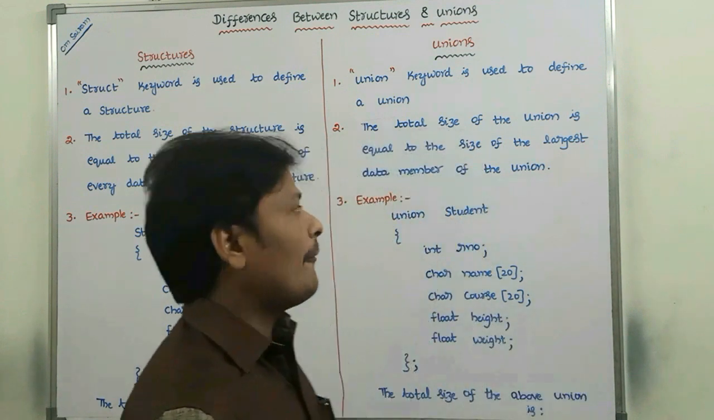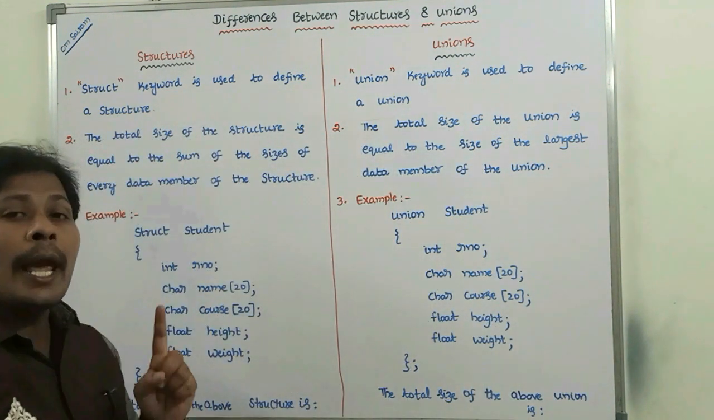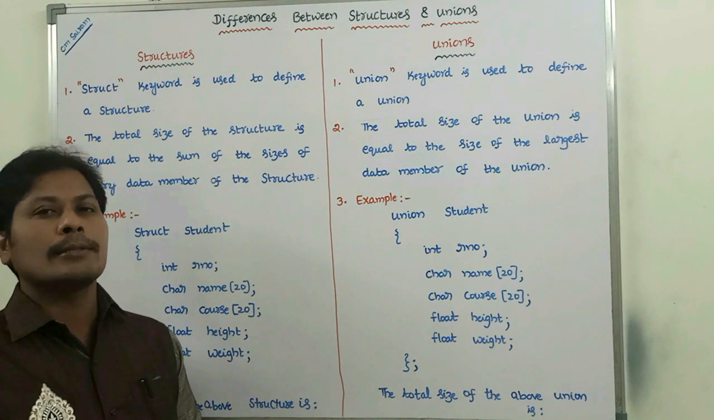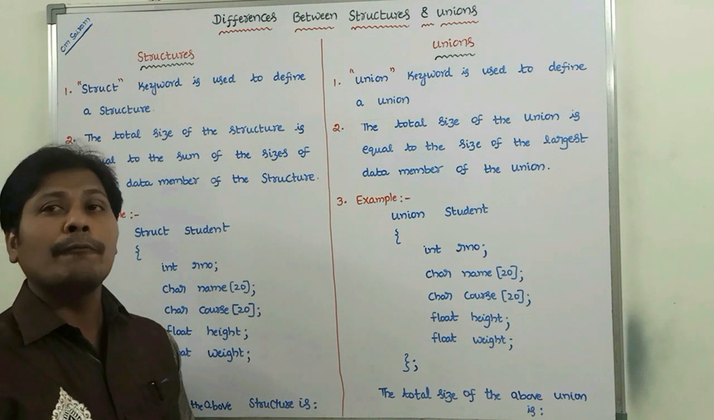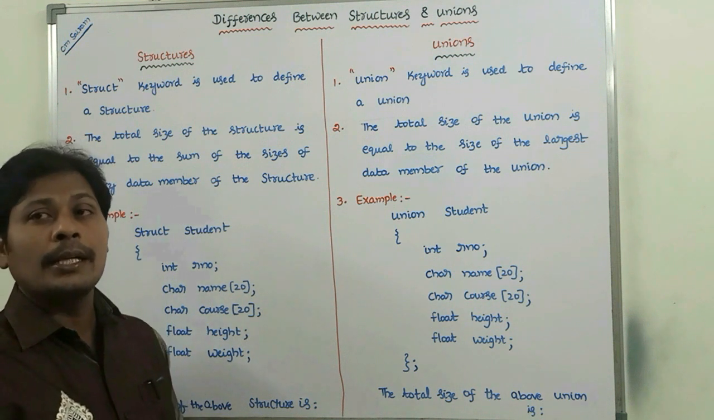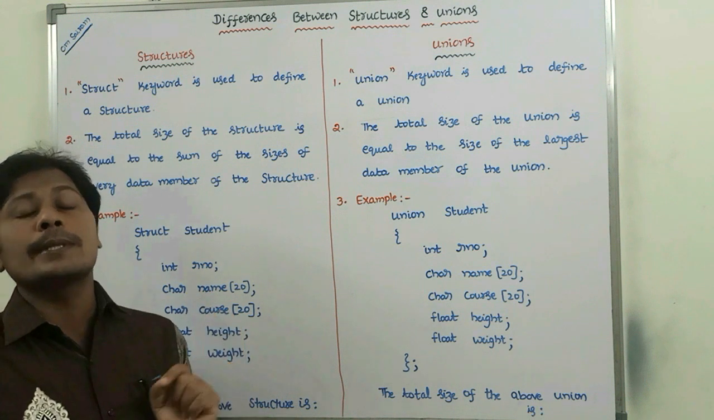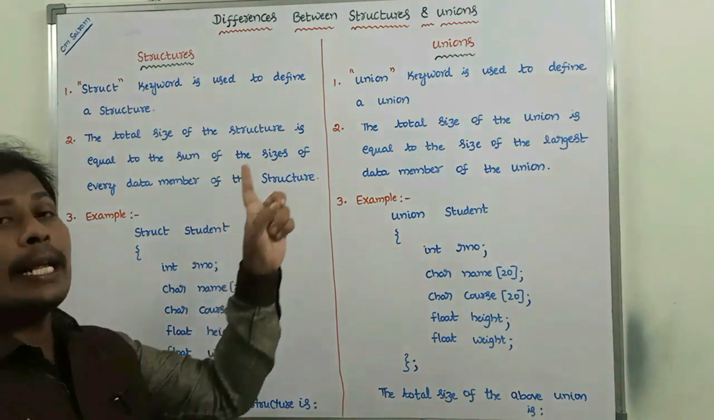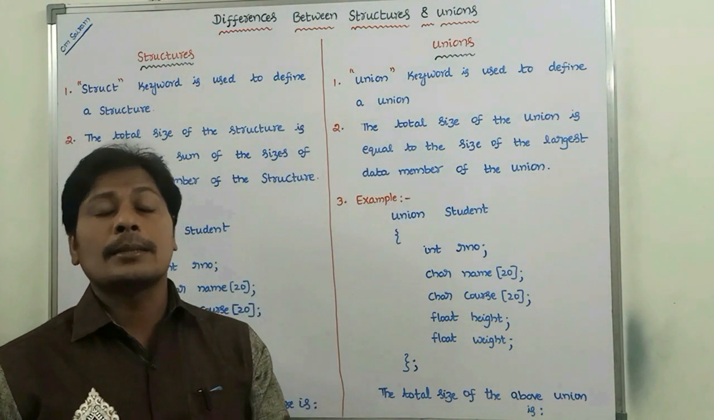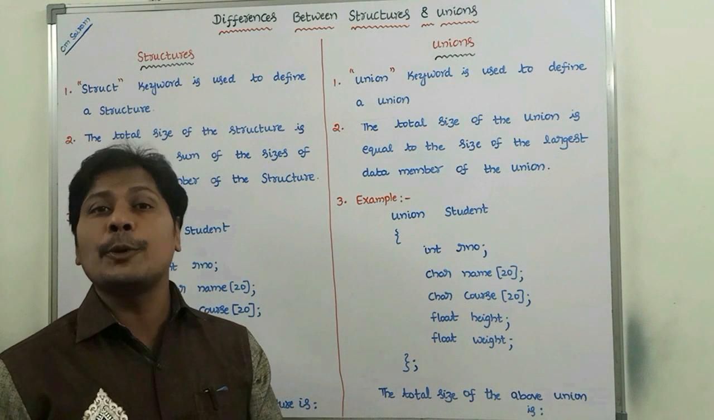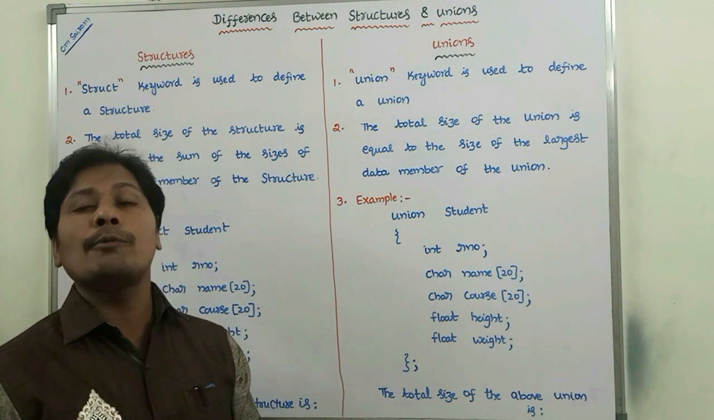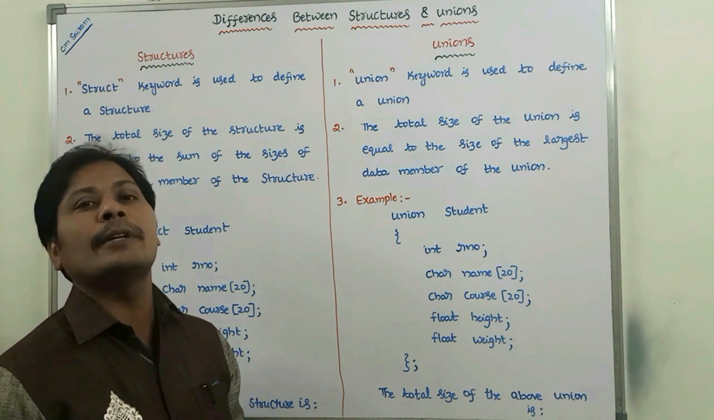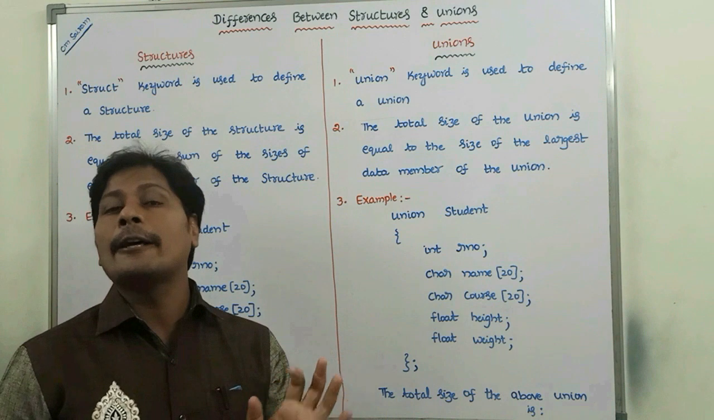The first one is that we have to use a keyword called struct to define the structure. Suppose we want to create a structure, we compulsorily have to use the keyword struct. While in the case of a union, suppose you want to create a union, first of all, we have to use a keyword called union. By using that keyword, we define the union.